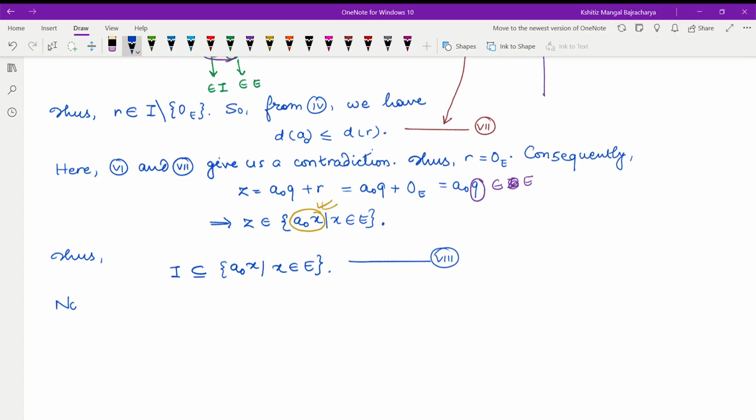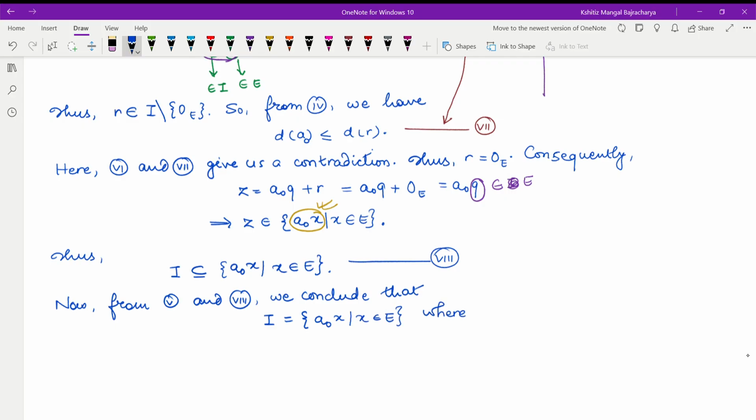Now from 5 and 8, I guess, we conclude that I is equal to the set of a0 x such that x belongs to E, where a0 is some element of I. That is, there exists some a0 belonging to I such that I is equal to a0 x, x belongs to E. This is what we were supposed to show.